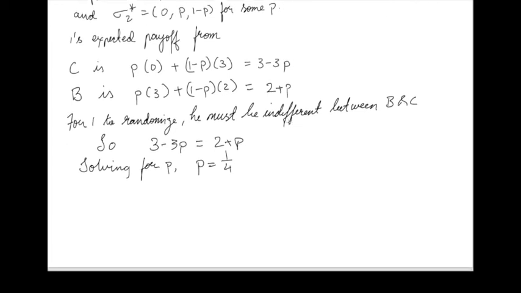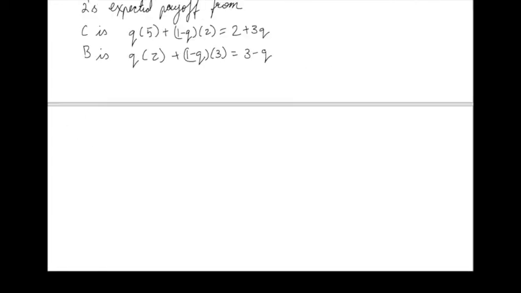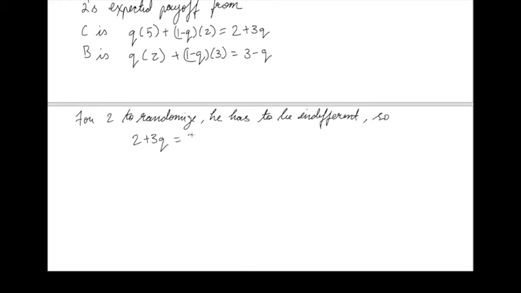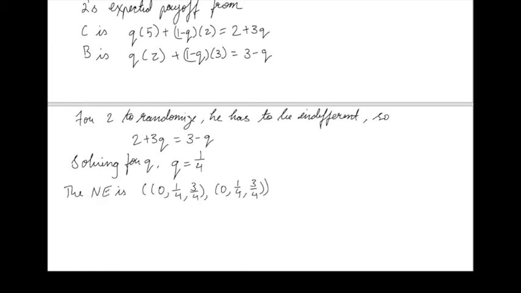We do a similar analysis to find what q has to be. We find that 2's expected payoff from playing C is 2 plus 3q, and from B is 3 minus q. Again, player 2 has to be indifferent between the two if he's going to randomize. So 2 plus 3q has to be equal to 3 minus q. Solving for q is also a quarter. So we've solved for the Nash equilibrium, and that Nash equilibrium is for both players to play forehand with probability 0, center with probability a quarter, and backhand with probability 3/4.